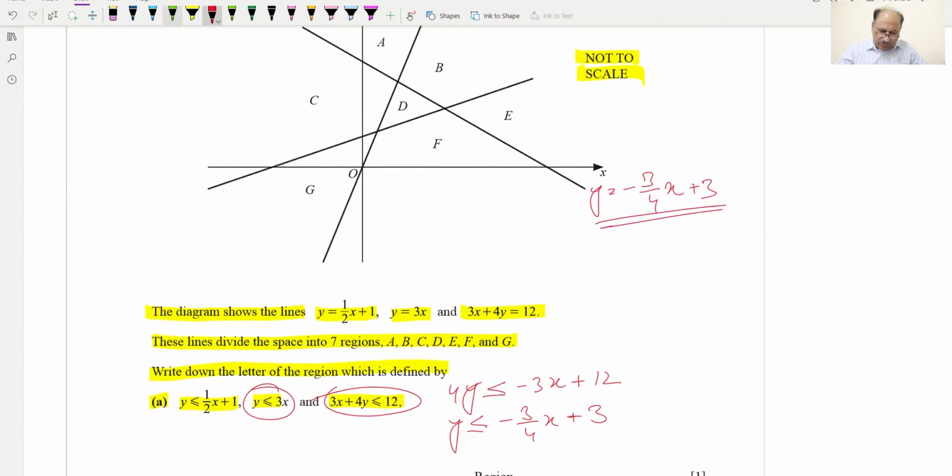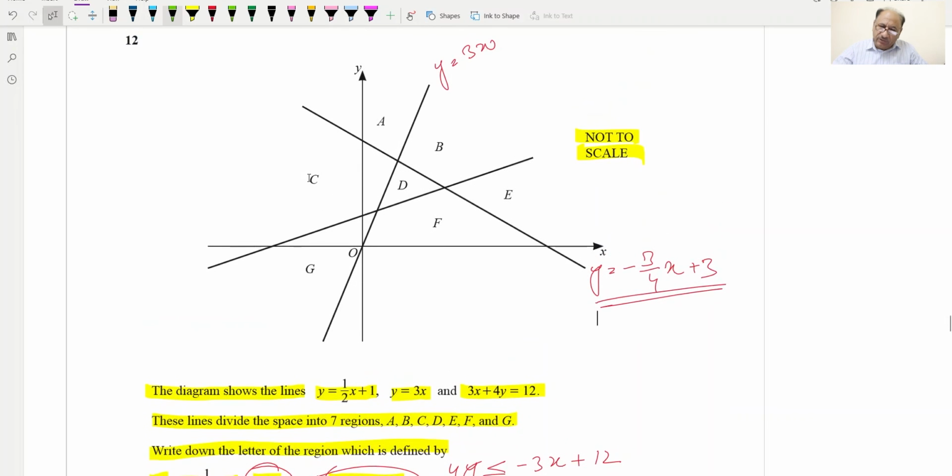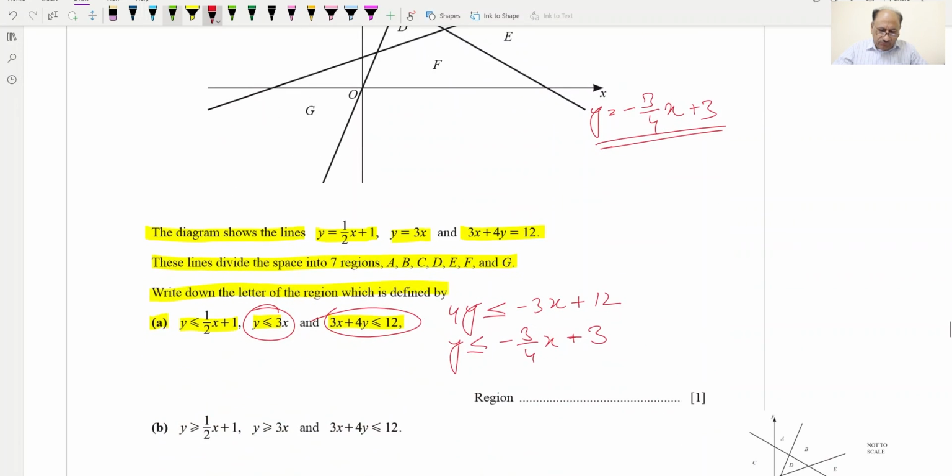So this is identified. Now the third line is definitely y is equal to 1 by 2 x plus 1. So all three lines we have identified.